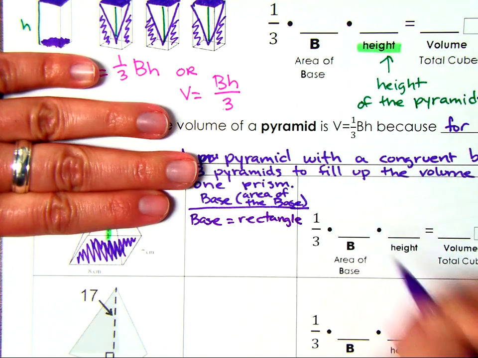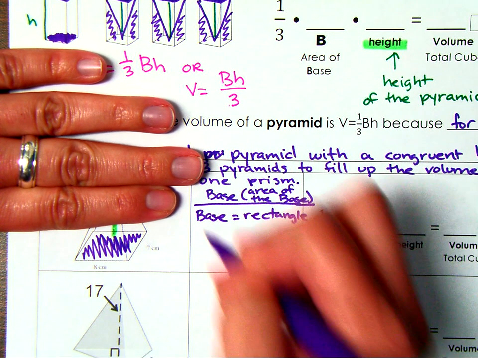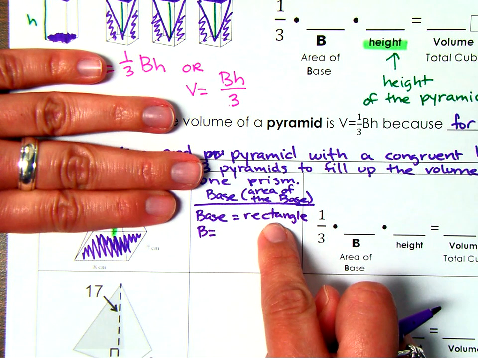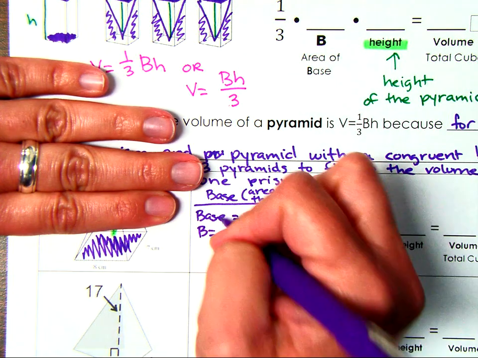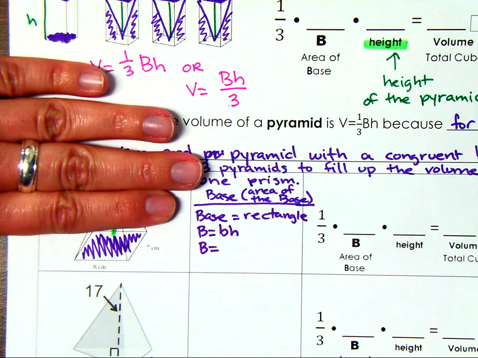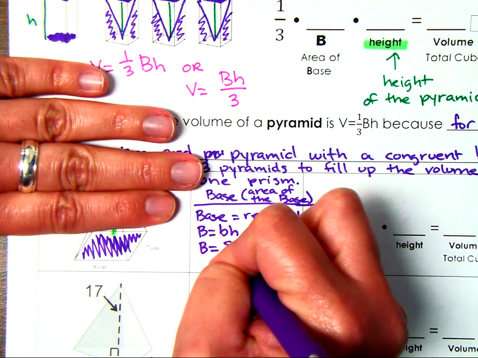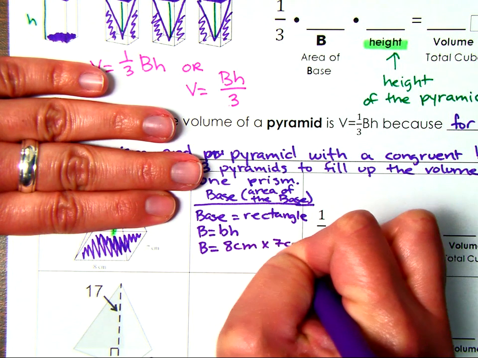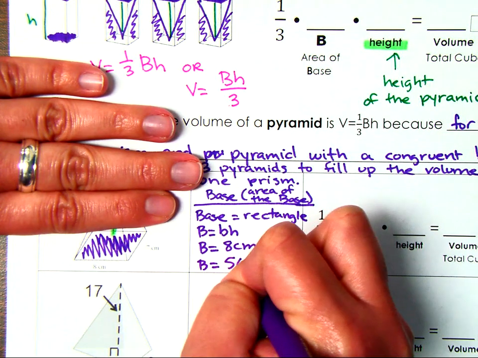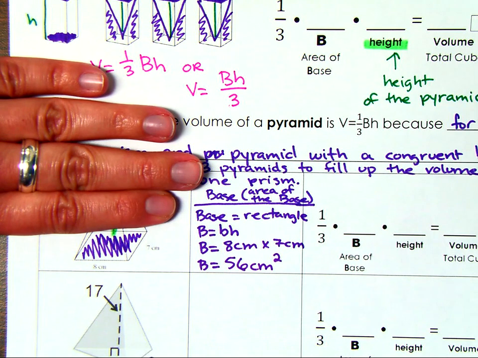So what I like to do, like you've already seen me in previous videos, is identify the base first, then use the area formula for a rectangle. The area formula for a rectangle, if you look on your math chart, is base times height. So the base of that rectangle and the height, or length and width, is 8 centimeters times 7 centimeters. And 8 times 7 is 56. And centimeters times centimeters, we're going to write 56 centimeters squared.